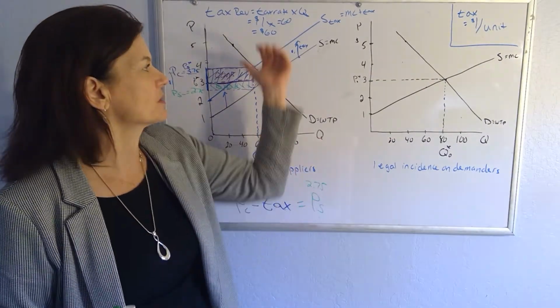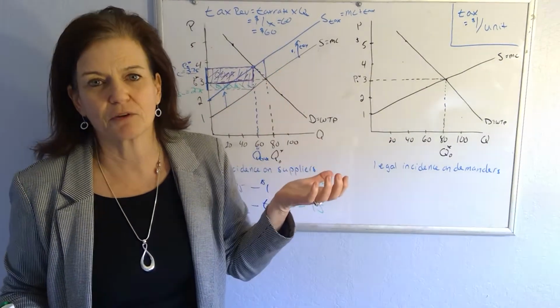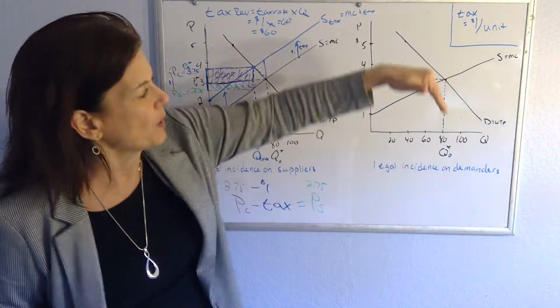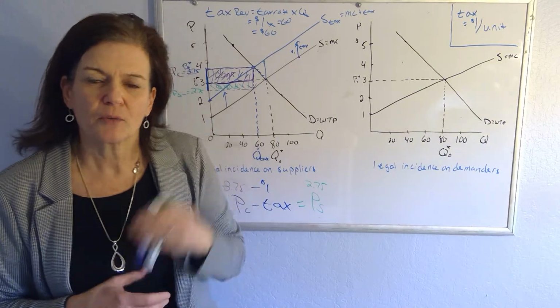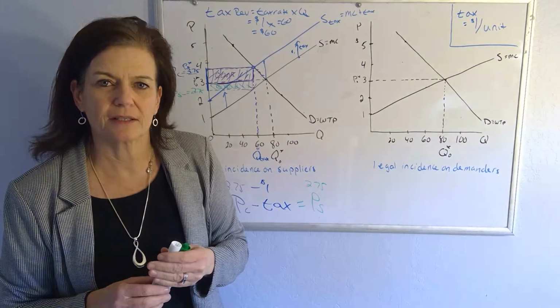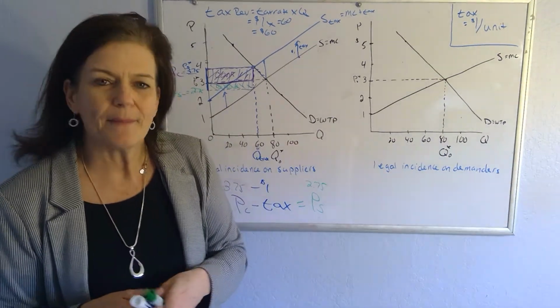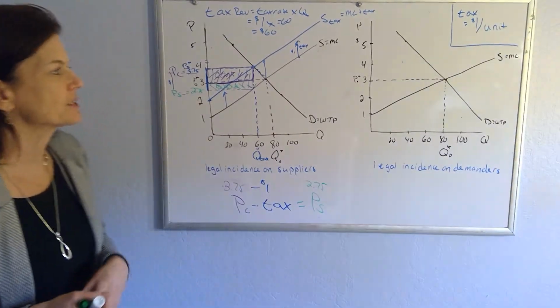We usually use suppliers to send the tax in because there are fewer of them and it's simpler. But what if we put the tax on demanders? What if demanders were the ones that sent the money to the government? Would that make a difference? And the answer is no.